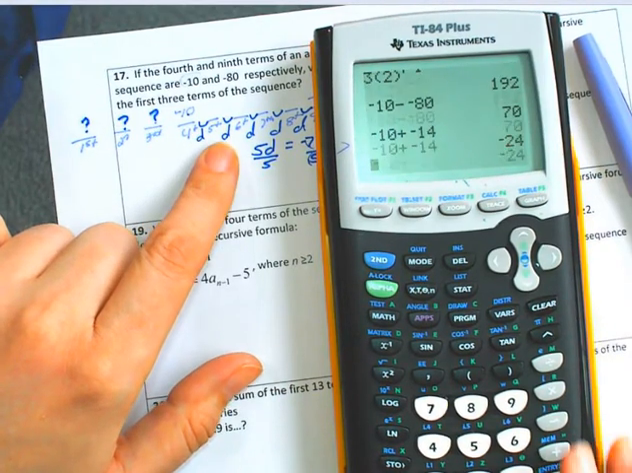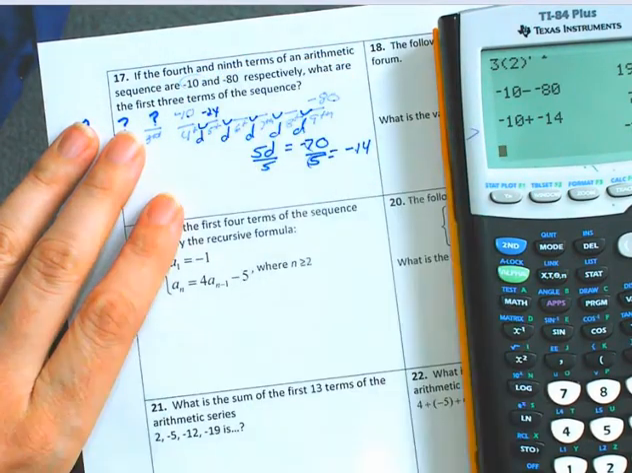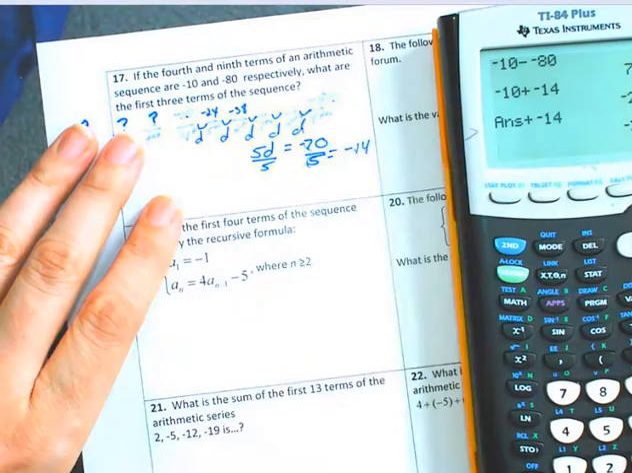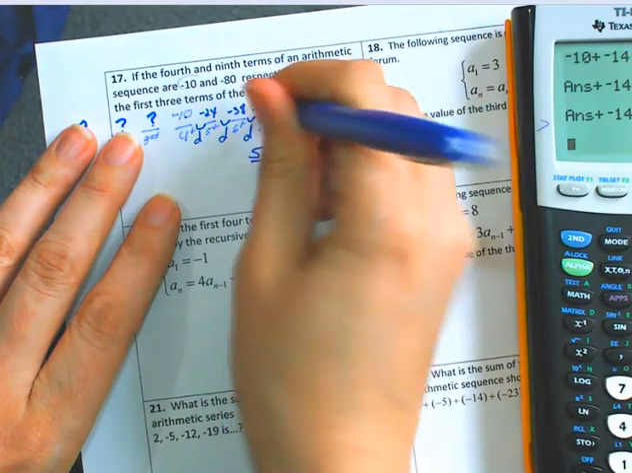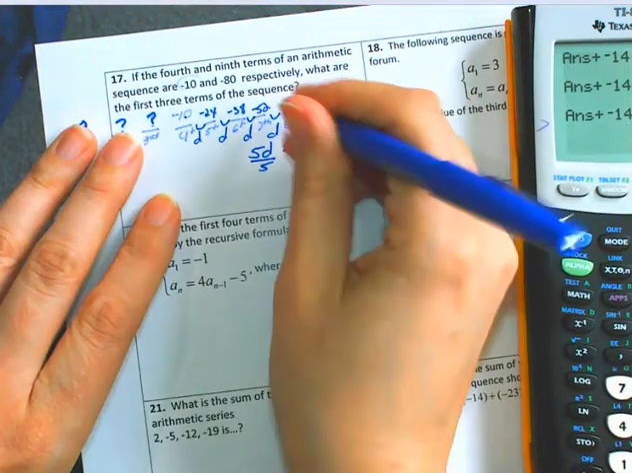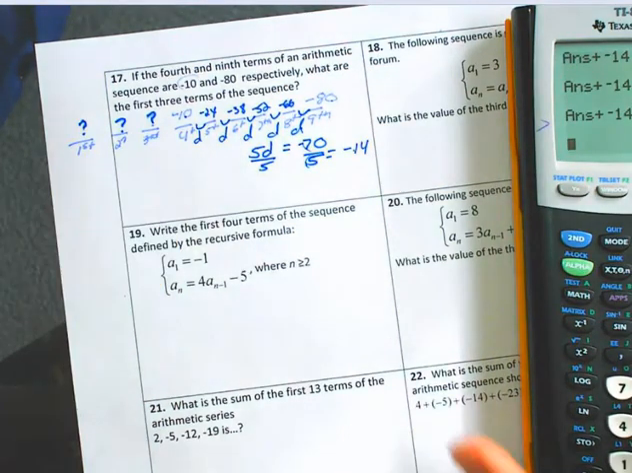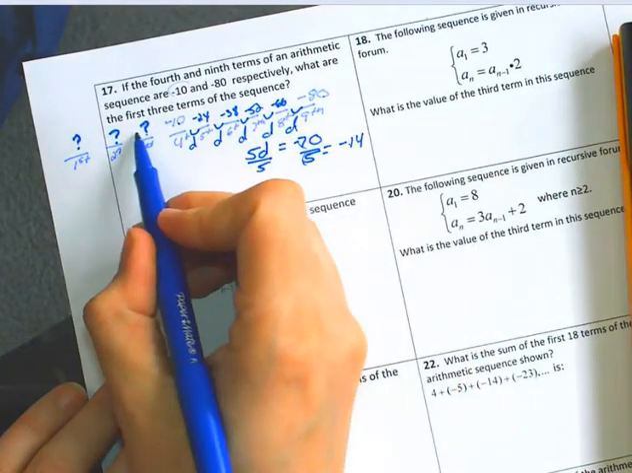All right, so then that's going to give me -24, and I'm going to add -14 again. It's -38. Once you've done that twice, you can press enter on the calculator or keep adding: -52, -66, -80. So my difference is -14. Now, that's not even what it asked me. It asked me what the first three terms are.